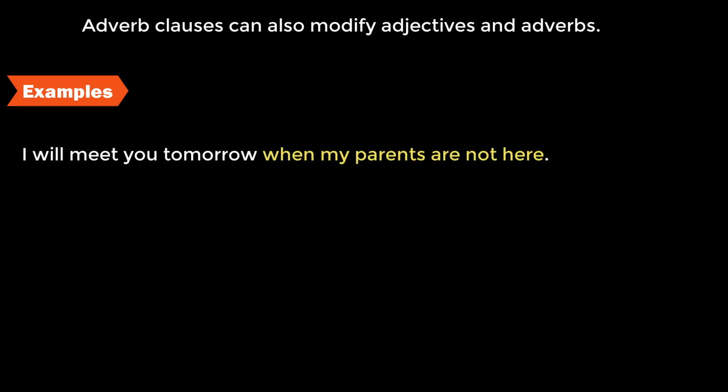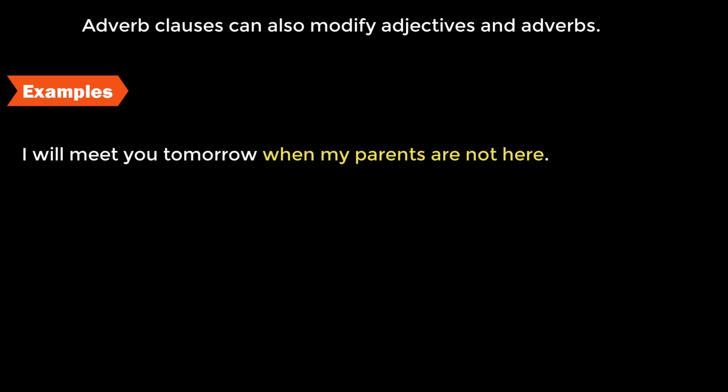I will meet you tomorrow when my parents are not here. So when my parents are not here is my adverb clause, starting with the subordinating conjunction when. My parents is the subject of the clause and are is the verb. Now this clause is giving information about what? About will meet? No. It's giving information about the adverb tomorrow. I will meet you tomorrow when my parents are not here. So this adverb clause is modifying an adverb, tomorrow. I will meet you tomorrow when my parents are not here.